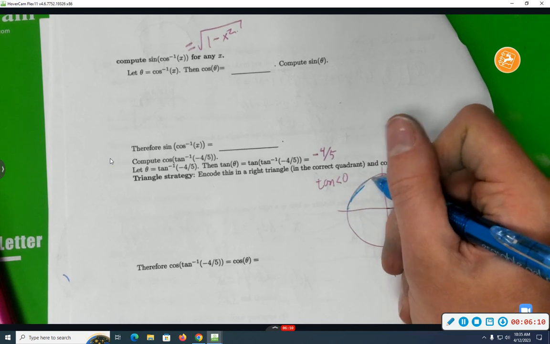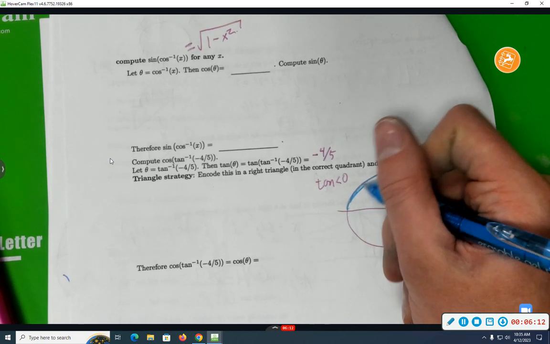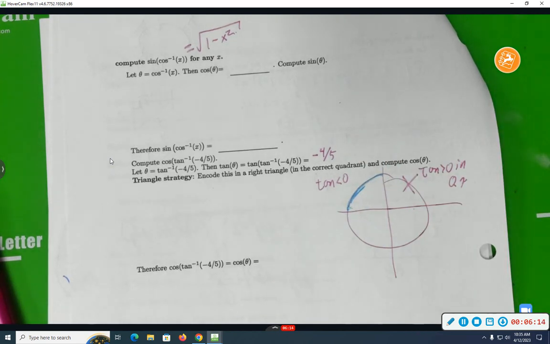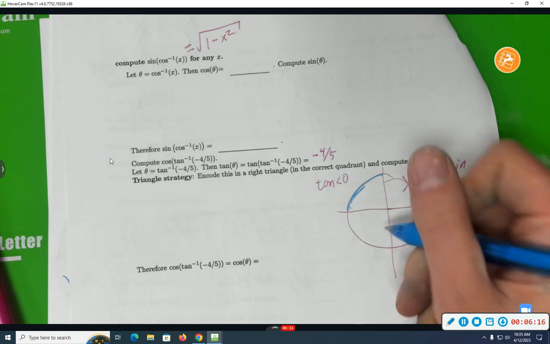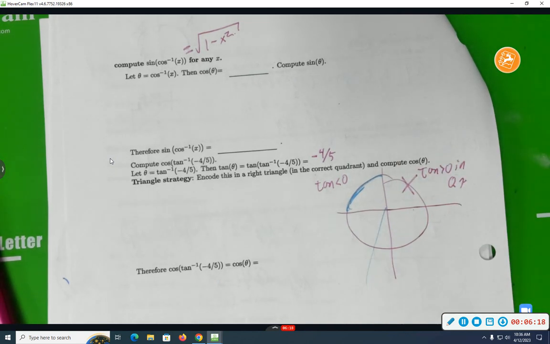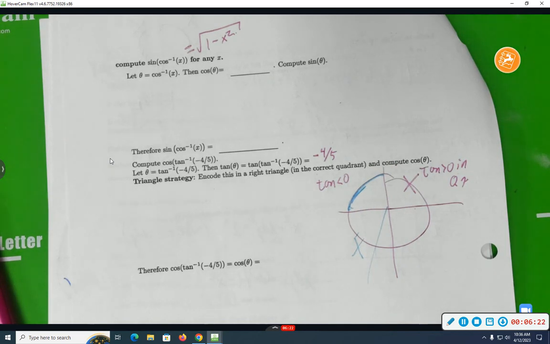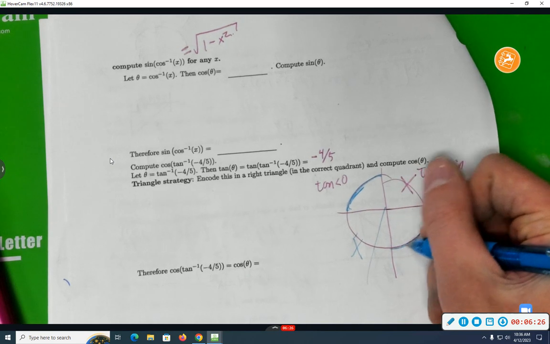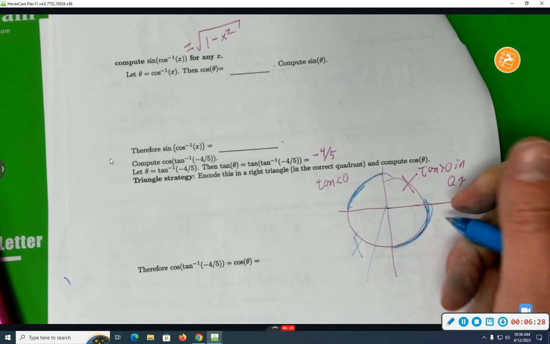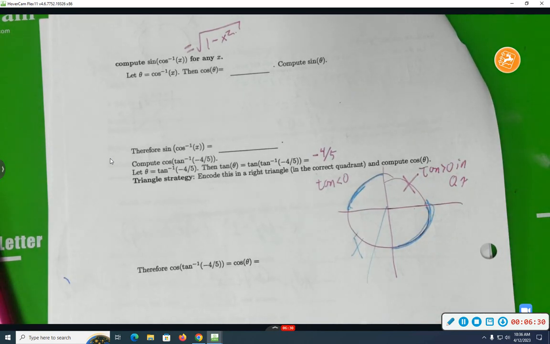Could this angle possibly be in quadrant 3? No. In quadrant 3, tangent's the slope, right? There's a line with positive slope. So it couldn't be in quadrant 3. Could this angle be in quadrant 4? Yes. So this angle is in either quadrant 2 or quadrant 4 just because tangent is negative.